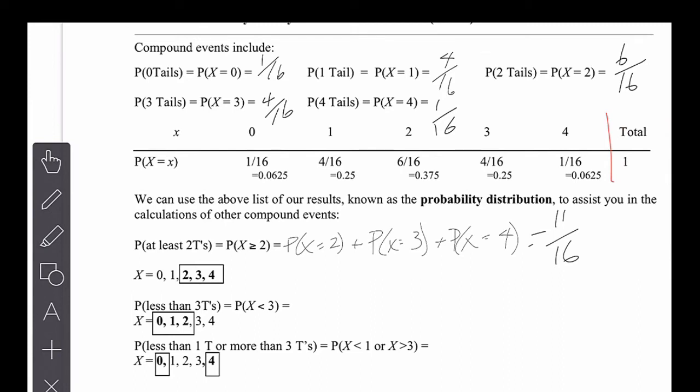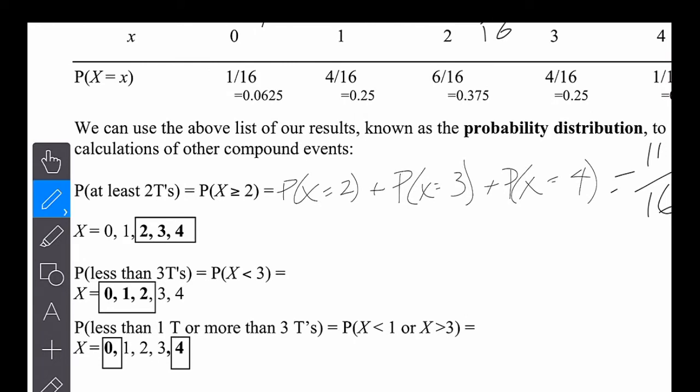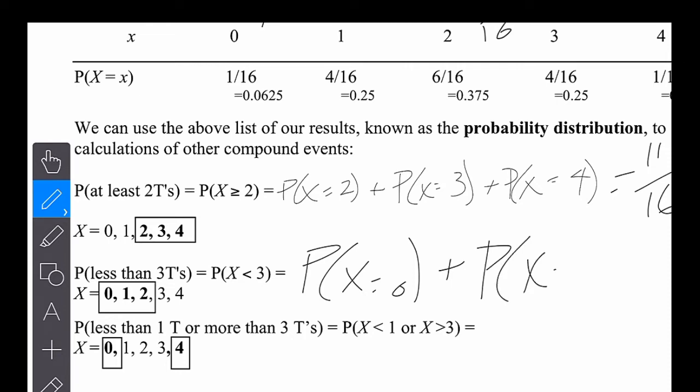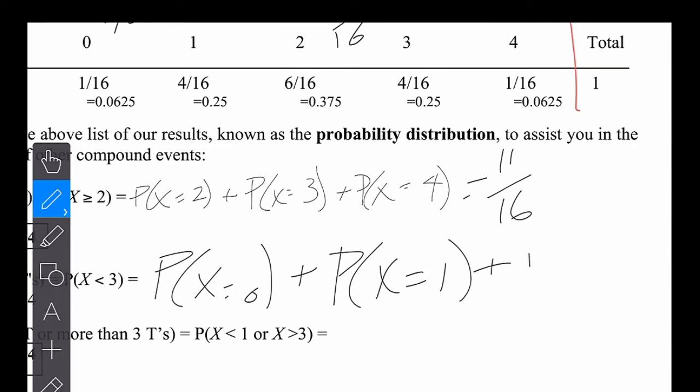What about less than 3 tails? Less than 3 tails means they could have gotten 0 tails, 1 tail, or 2 tails. That's less than 3, right? Not including 3. So that would also be, that's less than 3.